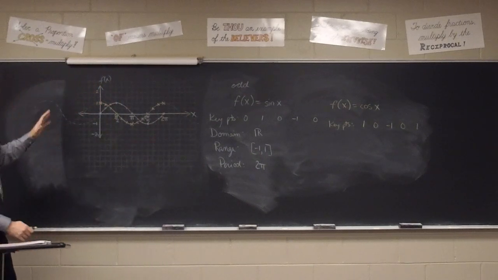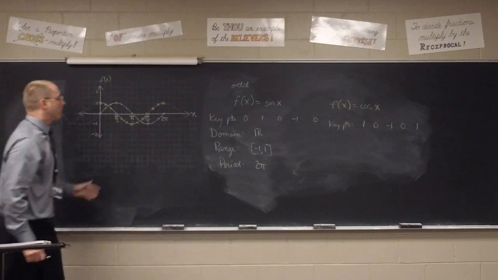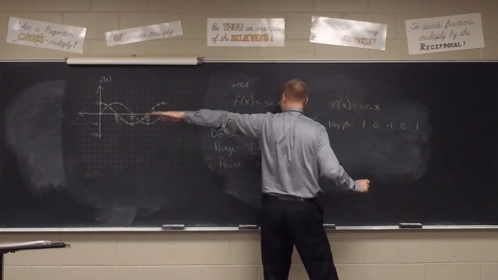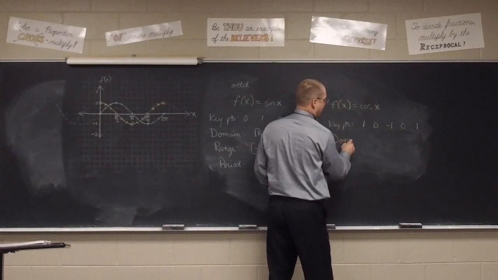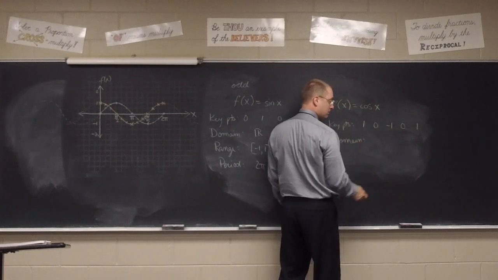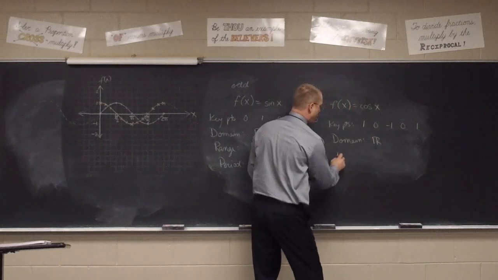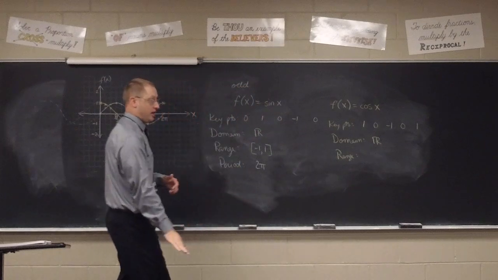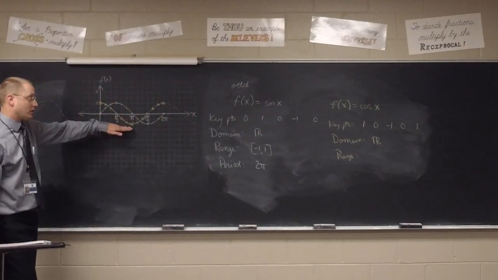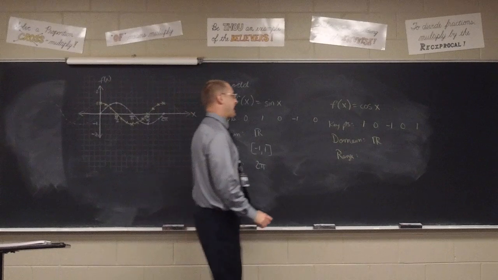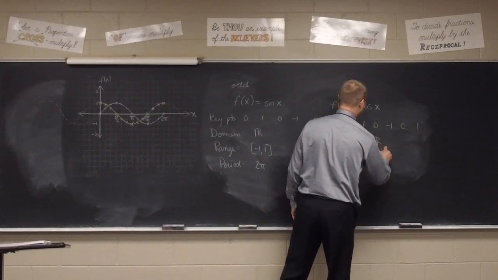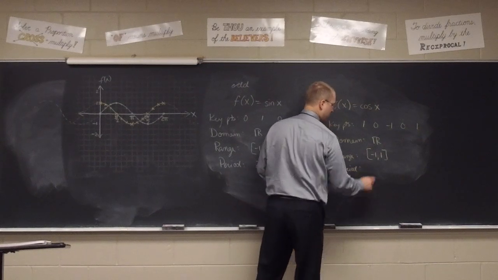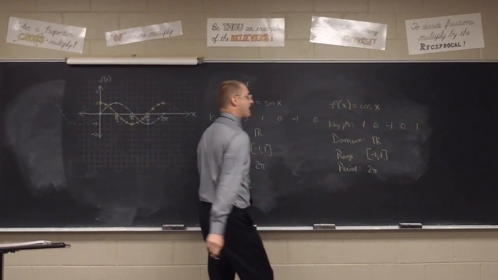But yeah, so the key points, 1, 0, negative 1, 0, 1. But just like the sine curve, it's going to keep going to positive or negative infinity. So we could say that the domain along the x-axis is all real numbers. We could also note, though, that the range, the y values, or f of x values, go no lower than negative 1, nor higher than positive 1. So like the sine curve, the range is negative 1 to 1. Furthermore, we know that the period of the curve is also 2 pi. Every 2 pi, the curve will repeat.